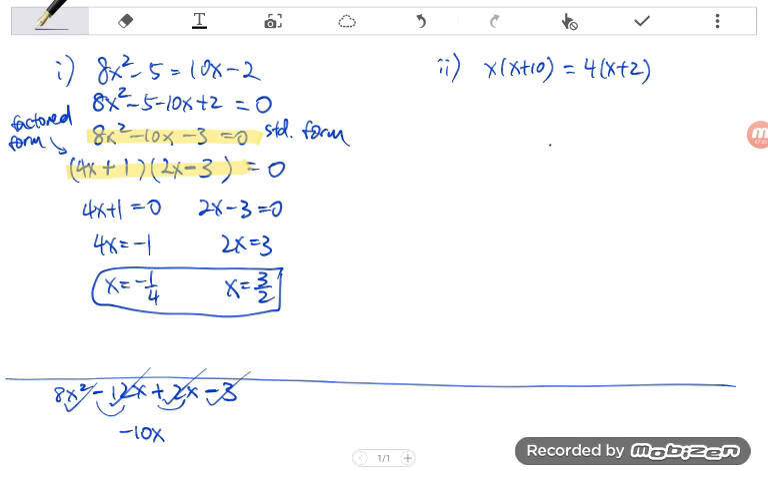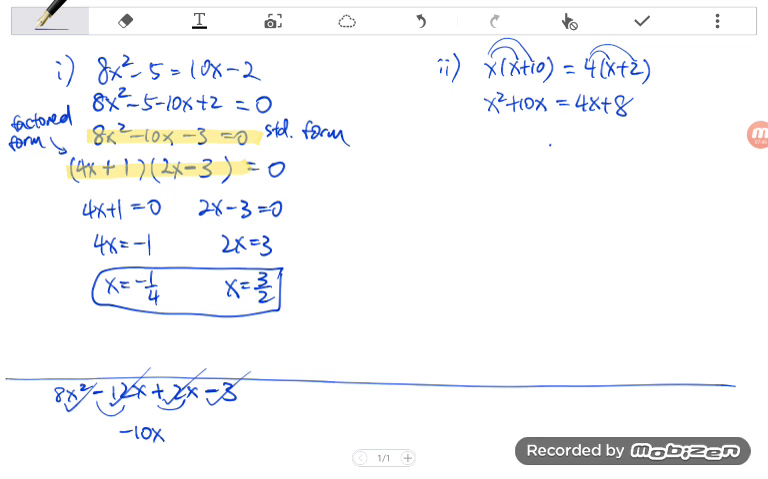Now, this example is interesting. We don't see any x or any variable with the power of 2, but it is actually there if you expand this. So let's expand everything. So I get x squared plus 10x equal to 4x plus 8.